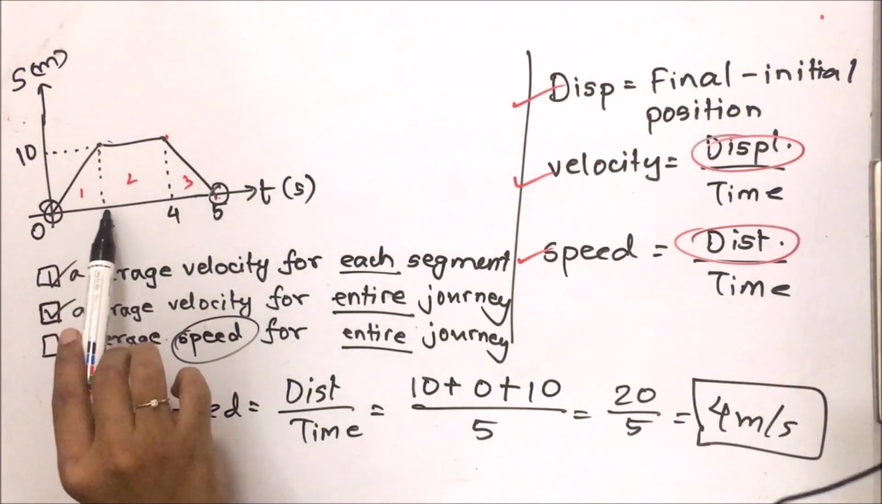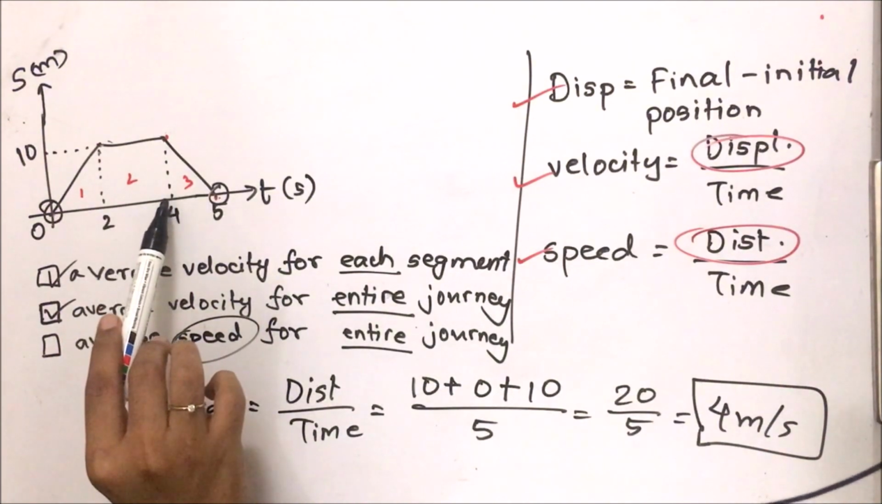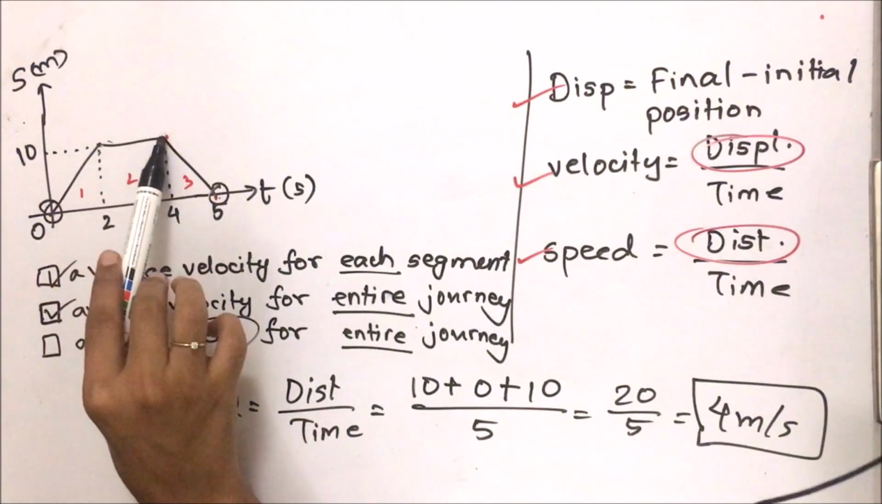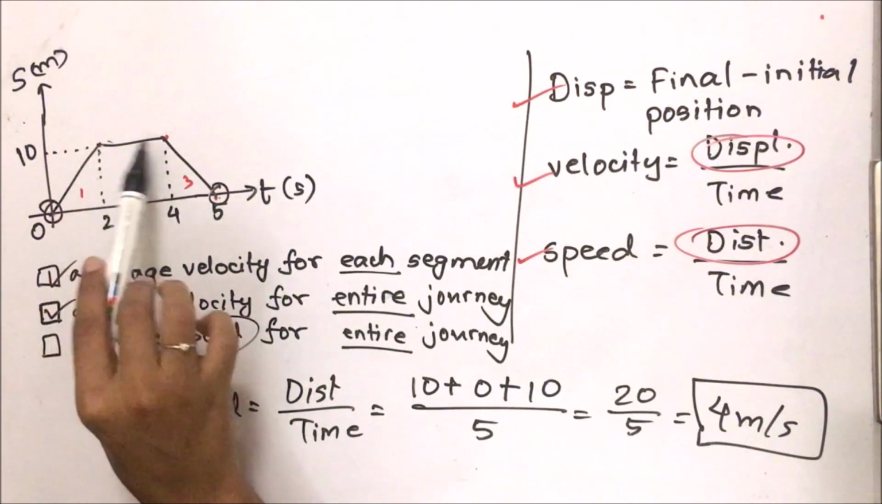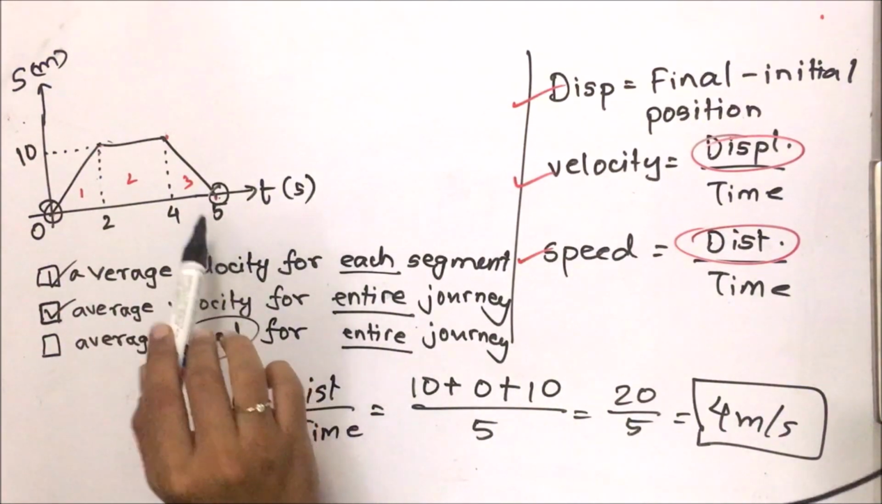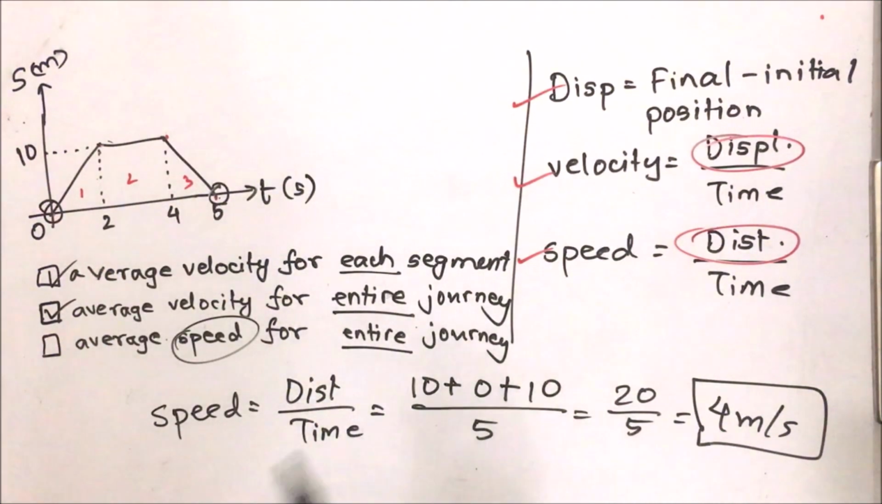See, for the entire 2 seconds, from 2 to 4 seconds, the particle or whatever that's traveling remained 10 meters away from its initial point. It did not change its position. So the distance traveled was 0. For the final segment, we have also traveled 10 meters. So here goes 10 meters.